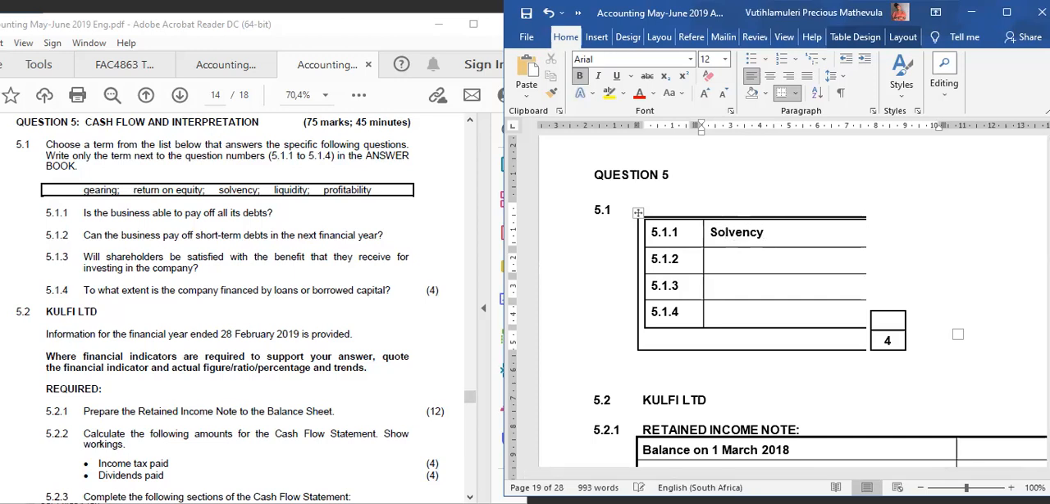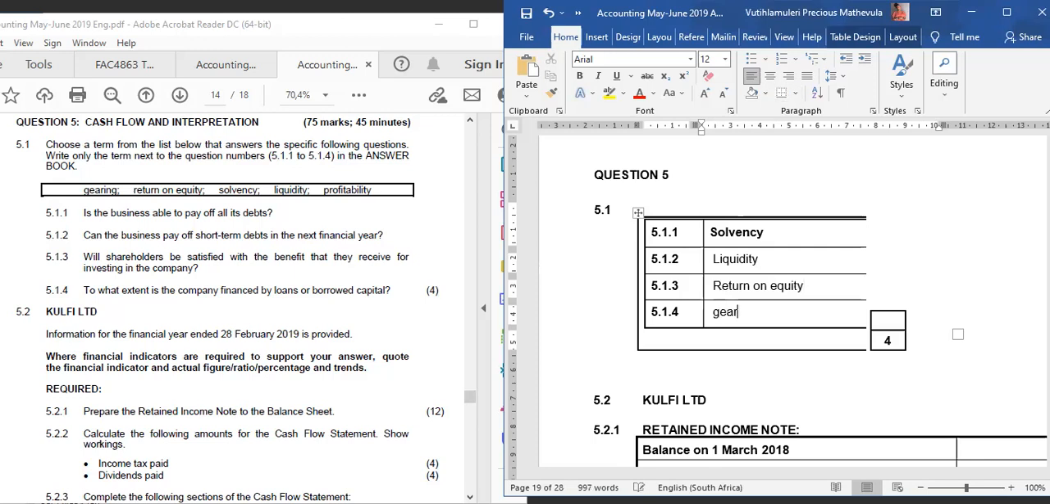And then, can the business pay off short-term debts in the next financial year? That's liquidity. So we're going to write liquidity. And then, will shareholders be satisfied with the benefit that they receive for investing in the company? That's return on equity. And then 5.1.4, to what extent is the company financed by loans or borrowed capital? That has to do with gearing.